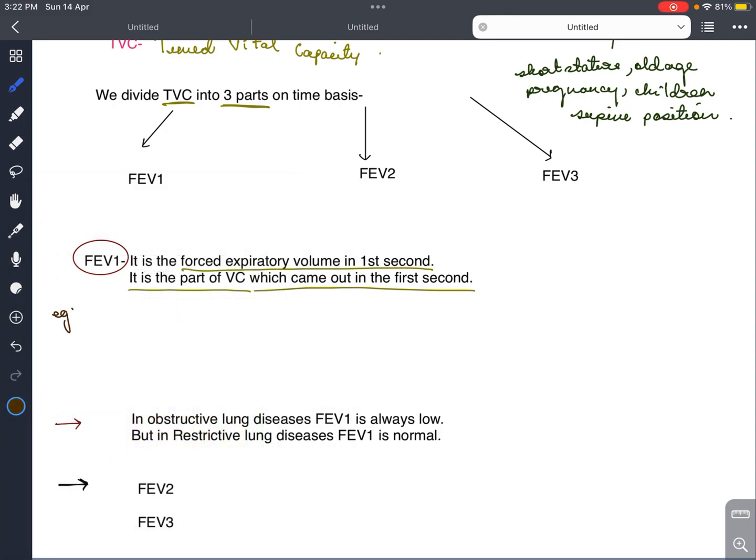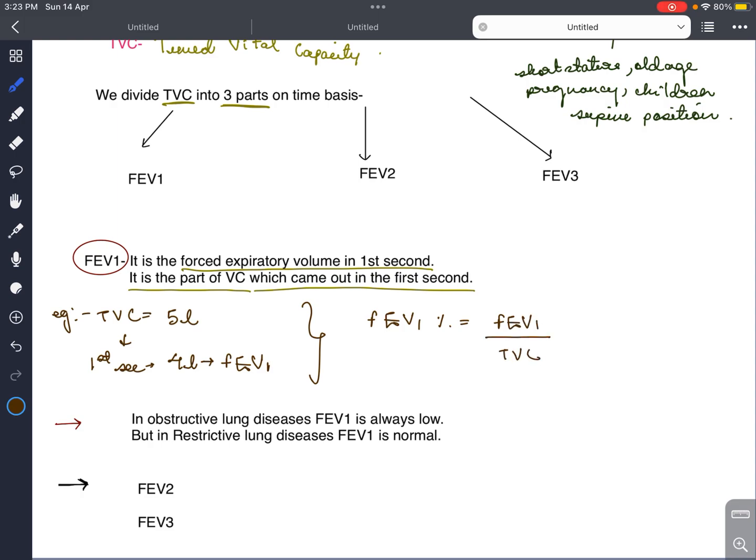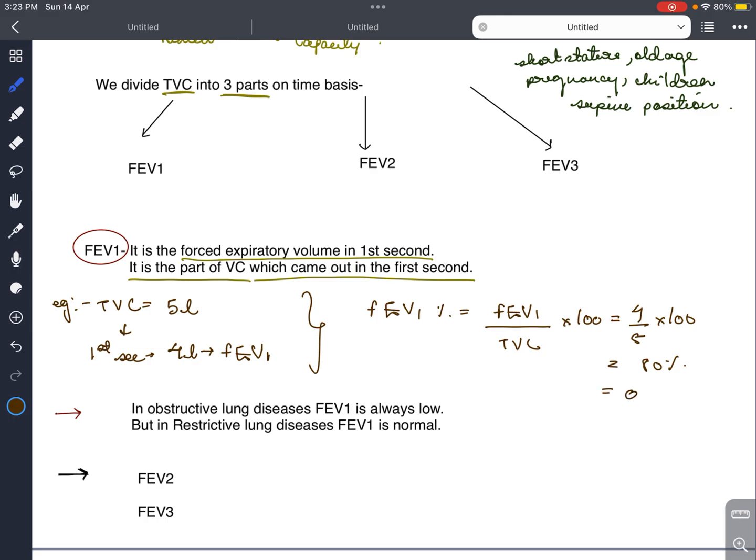For example, if our TVC is 5 liters and in the first second we have 4 liters, this will be the FEV1, that is, in the first second 4 liters of air came out. So if we get this as a percentage, FEV1 percentage, it will be FEV1 upon TVC into 100. So that will be 4 upon 5 into 100. It will be 80%, or you can say 0.8.